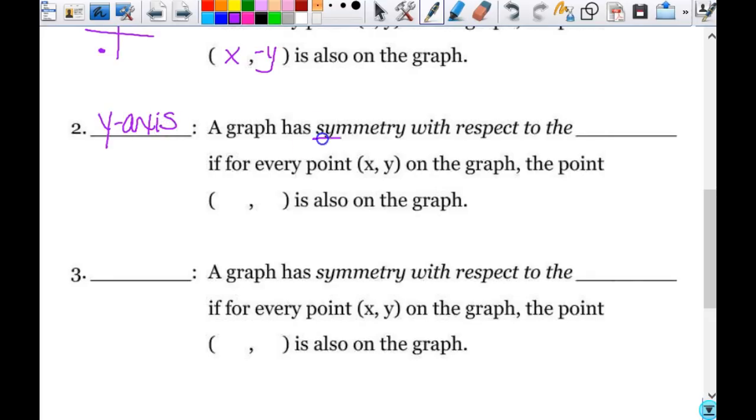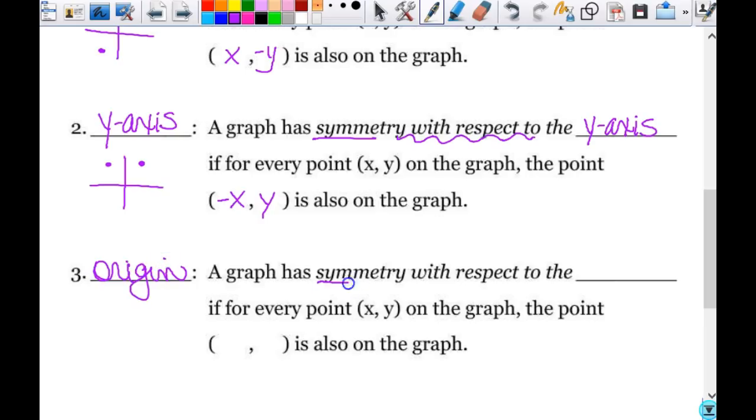So a graph has symmetry with respect to the y-axis if for every point x, y. All right, so I've got this point again, but if I can reflect it in the y-axis, it will look like that. So for every point x, y, then there's a point what? Negative x, y, because that would change the sign on x. Easy enough?